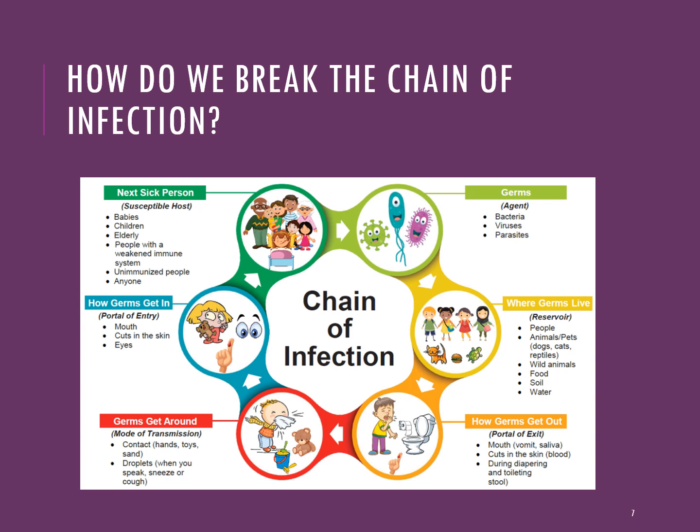So how do they get around? That's a good segue. They have to have some mode of transmission. Modes of transmission can include contact with something that is already contaminated, like hand to hand, or hand to eye, toys, those types of things, and droplets. So when you speak, sneeze, or cough, that's how they're going to get around.